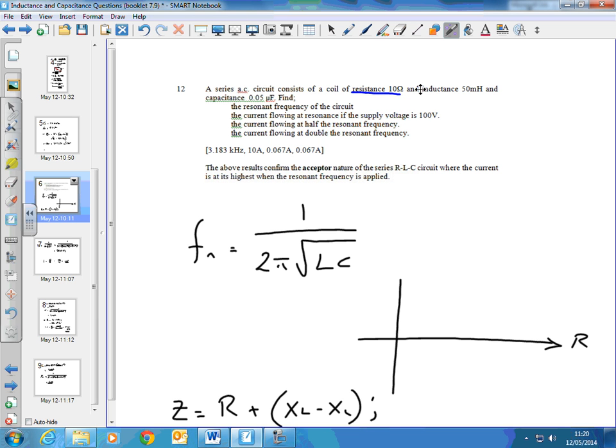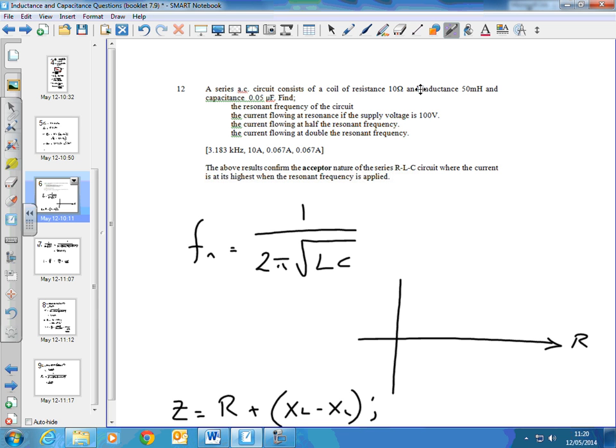Once we've gone beyond resonance, i.e. at half the resonant frequency or double the resonant frequency, then we need to calculate what the impedance is at these frequencies and use the formula for finding the current. I would recommend using the complex number method, as we've done in previous questions. So have a go at this question.